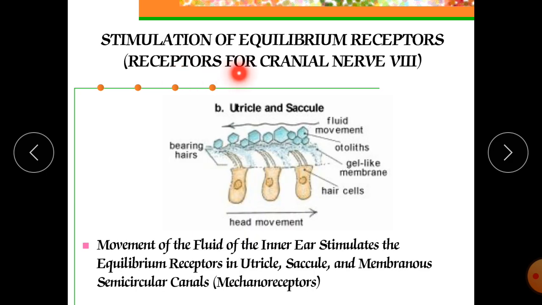And stimulation of equilibrium receptors is carried by cranial nerve 8. Here in the utricles and saccules, the hair cells collect the information, and movement of fluid of the inner ear stimulates the equilibrium receptors of the utricle, saccules and membranous semicircular canals. The hairs collect the information of the surroundings, signalize and interpret it, and maintain equilibrium along with cranial nerve 8, the vestibulocochlear nerve.